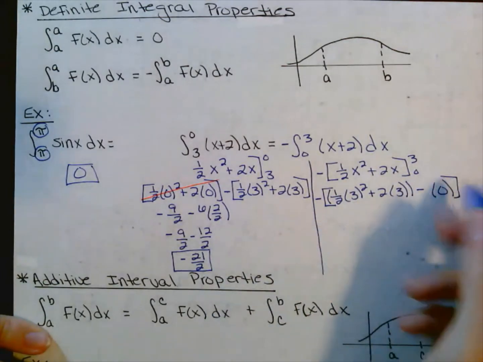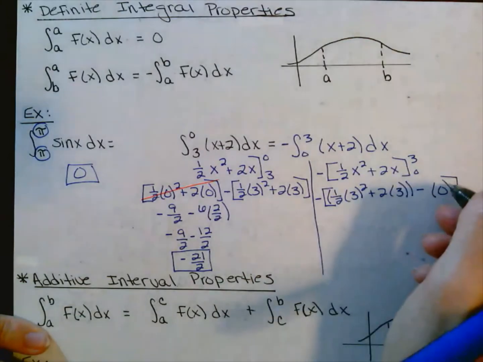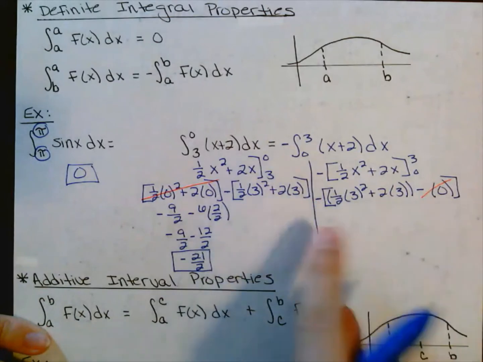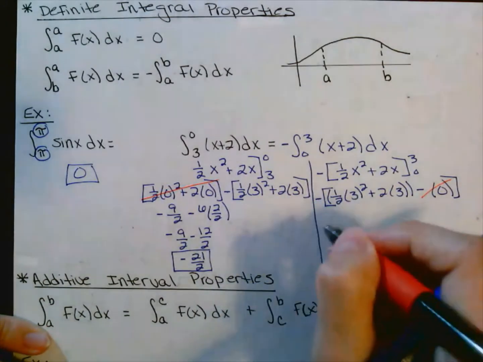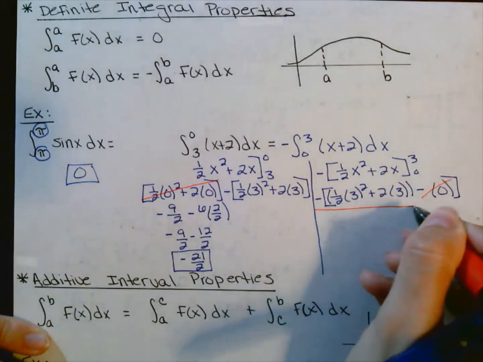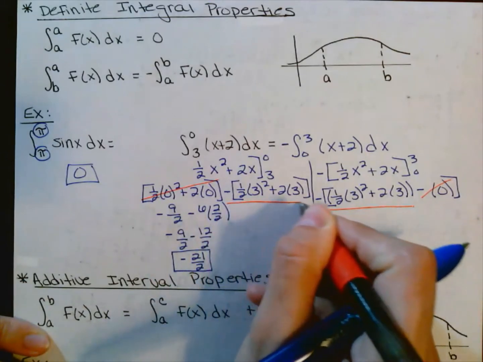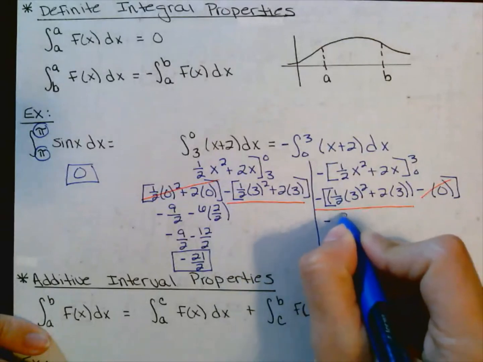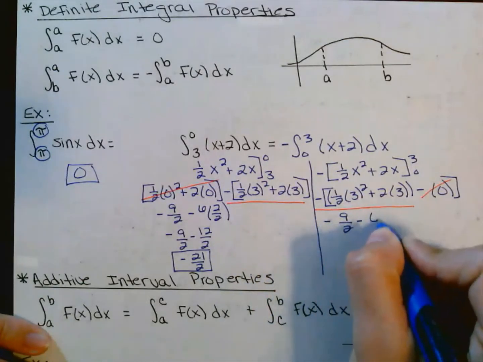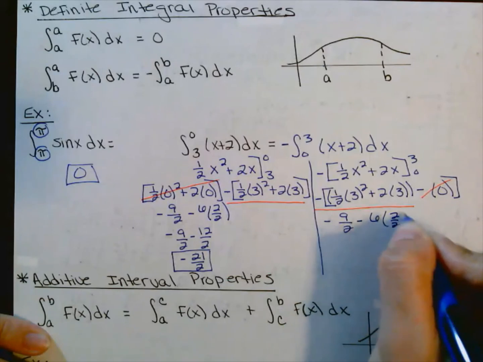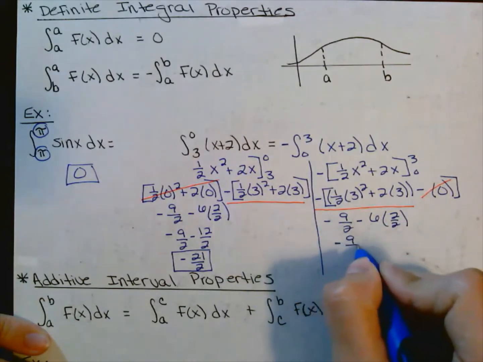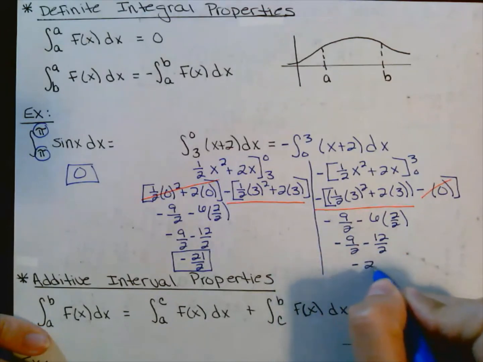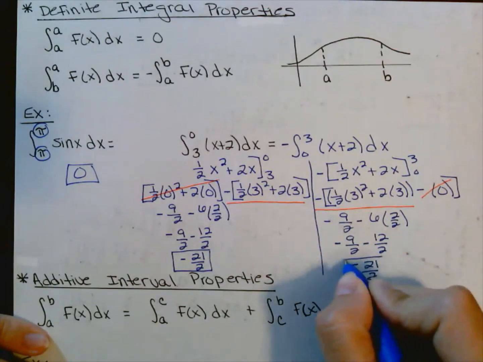And then now this part cancels out. And now I just distribute my negative. And notice at this point, I have the exact same thing that I had right here. Okay? So if you finish cleaning this, it's going to be negative 9 over 2 minus 6, get common denominator. Negative 9 over 2 minus 12 over 2. The rest is the same. Negative 21 over 2. Okay?